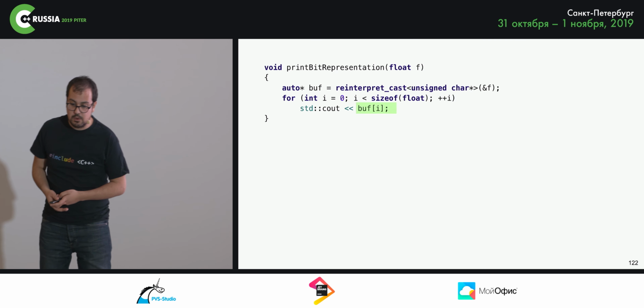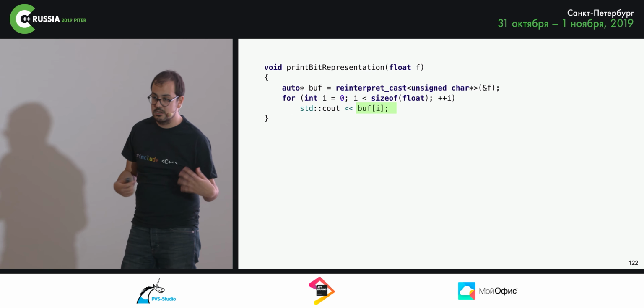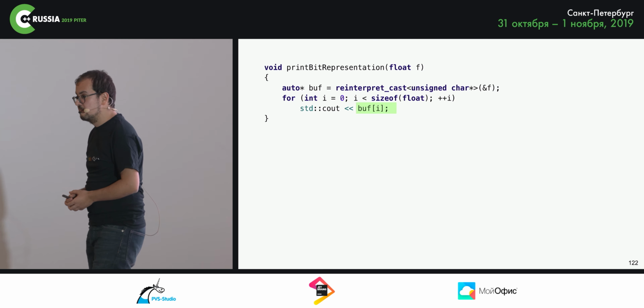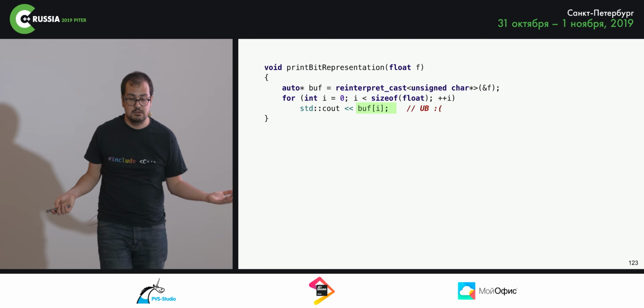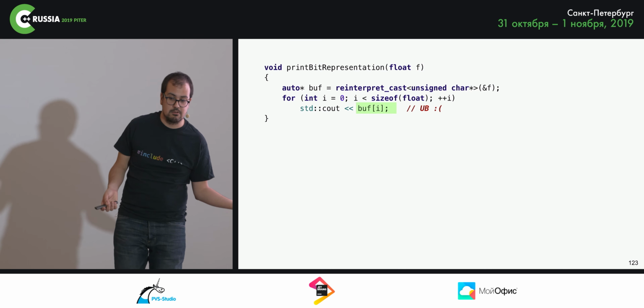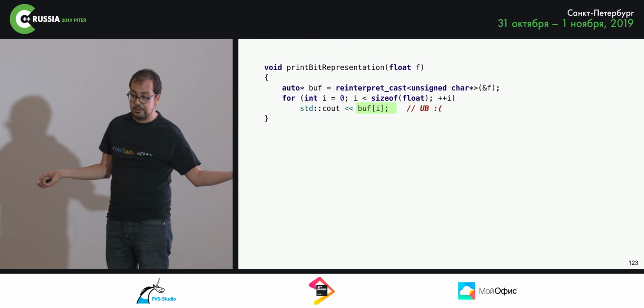And then you have this thing here where you essentially index into that array of bytes. So you're essentially doing pointer arithmetic on that. And that is definitely UB because there is no array of chars there. So you can't index into that array and increment that pointer because there is no array. There is only a float.